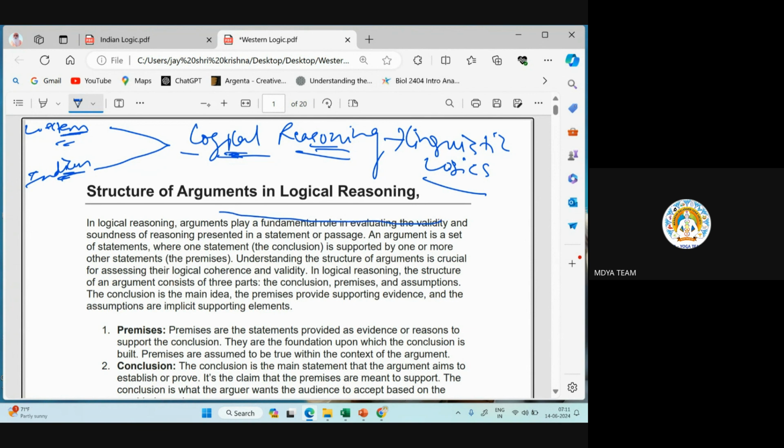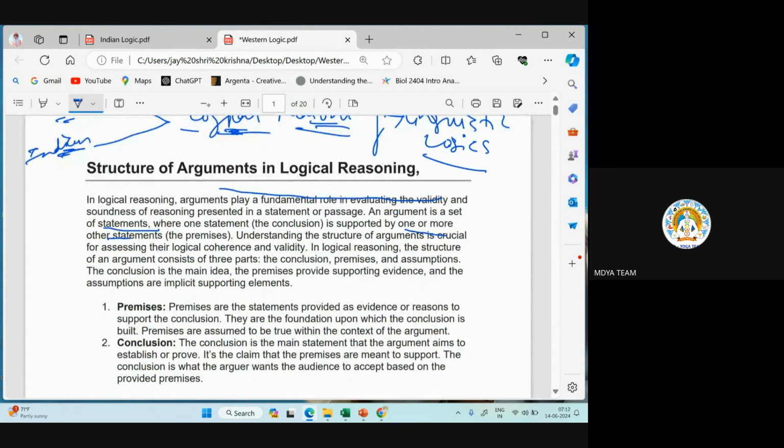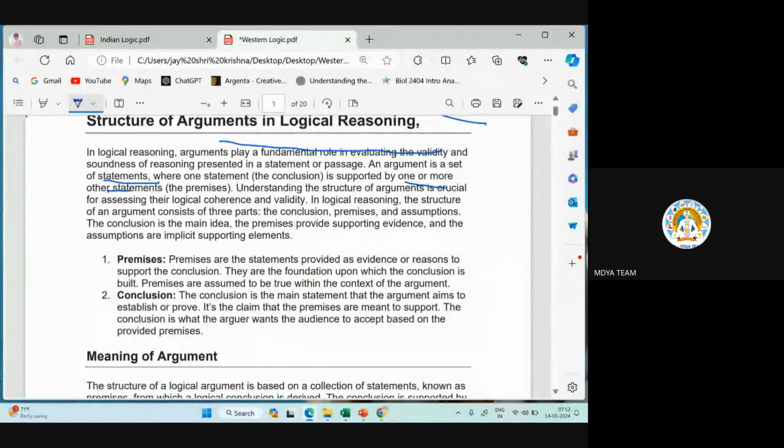So argument, first, what is an argument? Argument is a set of statements where one statement is supported by one or more other statements. Now see, argument is a set of statements. Two, three statements will be there where one statement will be supported by one or more statements.